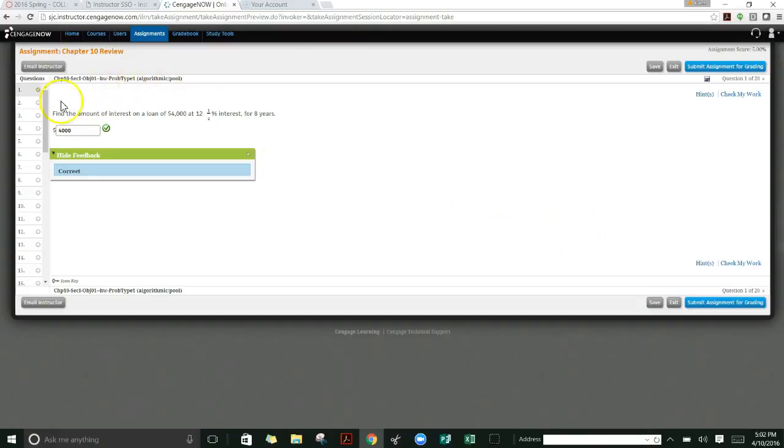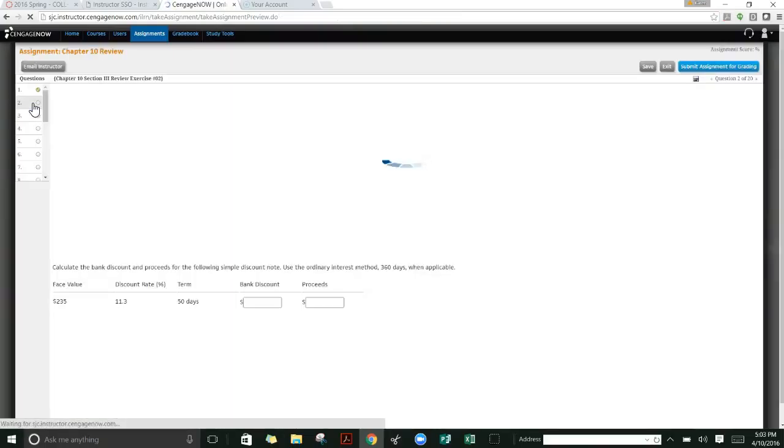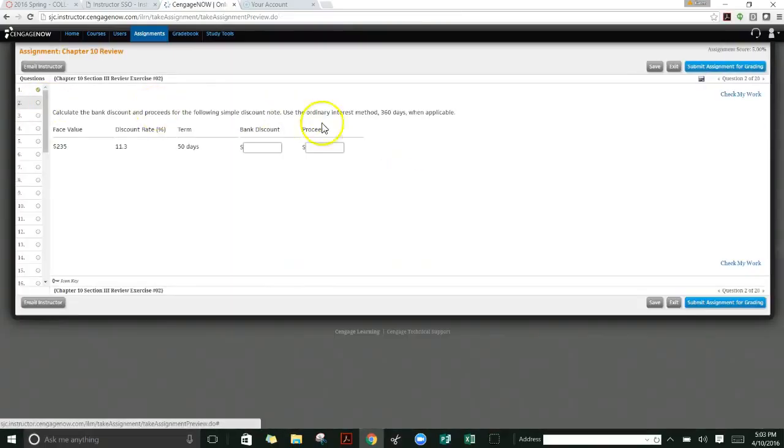Okay, and checking the work, that is correct. It took me by surprise for a minute there because it was the same amount as the loan, but it was for 8 years. So 4,000 is what you would pay in interest over that 8 years.